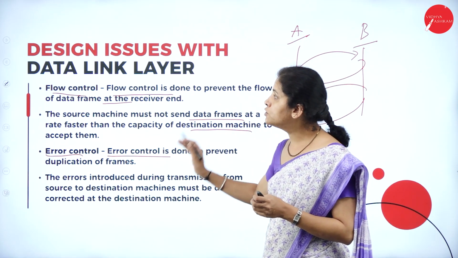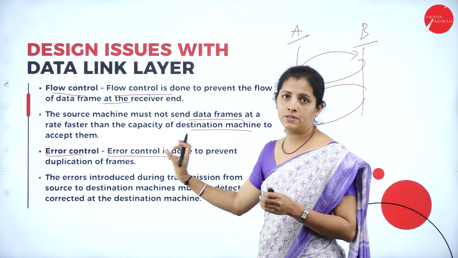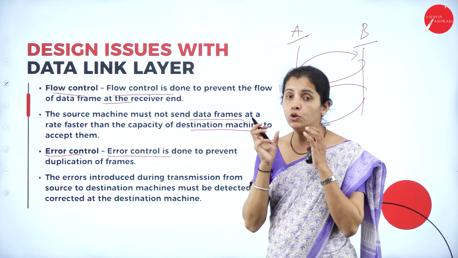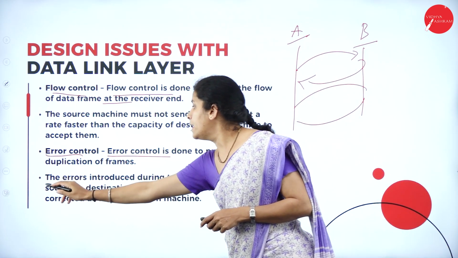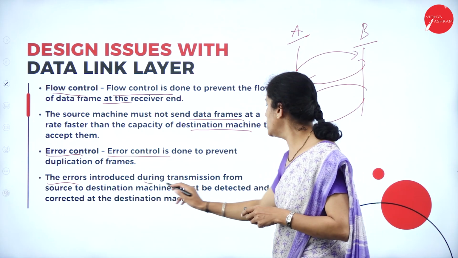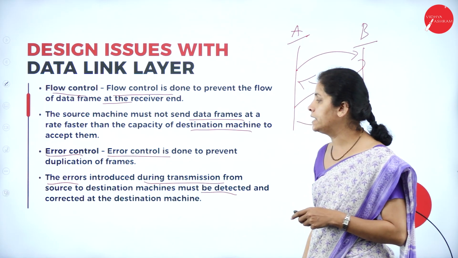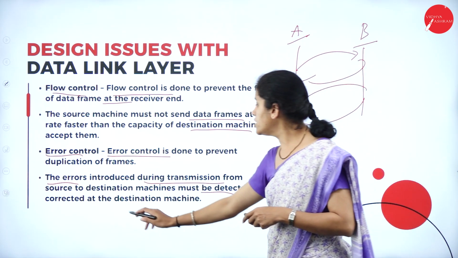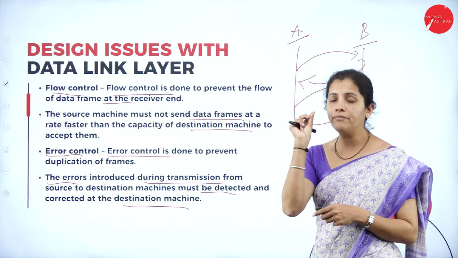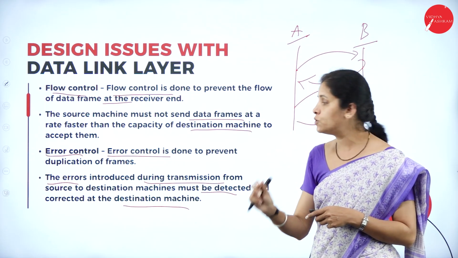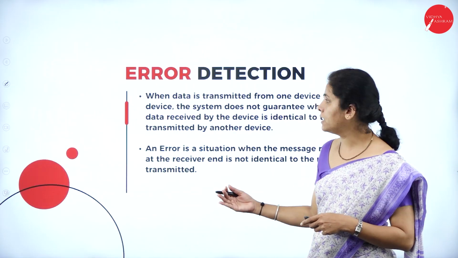Now the job of the data link layer is to avoid duplicate frames. And how are we going to avoid duplicate frames? By assigning frame numbers. So the error introduced during transmission from source to destination machine must be detected and corrected at the destination machine. So whatever data is corrupted is identified by the destination machine. So what is the destination machine here? It is nothing but the receiver, and that must be corrected.